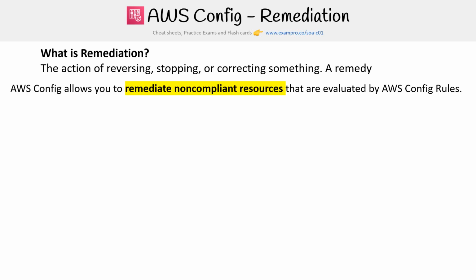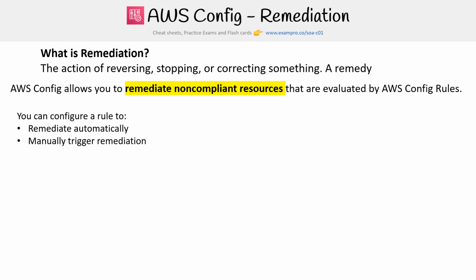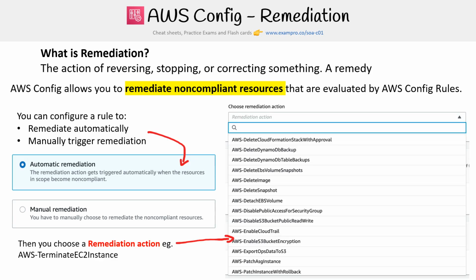AWS Config allows you to remediate non-compliant resources that are evaluated by AWS Config rules, and you configure a rule to remediate automatically or manually trigger remediation. So there are your two options. You can choose a remediation action that should happen. If it was something that was happening automatically, maybe the remediation is to delete the image, take a backup, enable CloudTrail, whatever that option is. But that's a really cool feature to have.